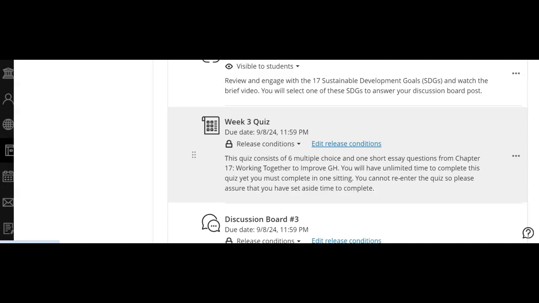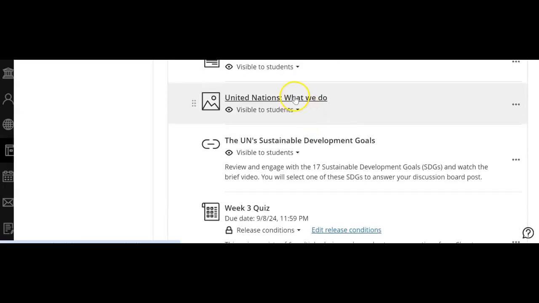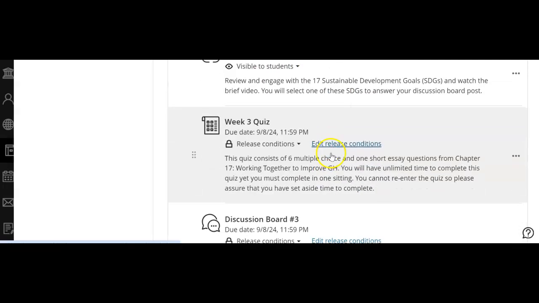So after you read chapter 17, and I always say, go ahead and do the extra assignments before taking the quiz, but it's unlimited in time. But you do have to complete it in one sitting. So as soon as you have read the chapter, you can have your book right with you. You can take your time in looking at the questions and answering them, but you can't re-enter the quiz.